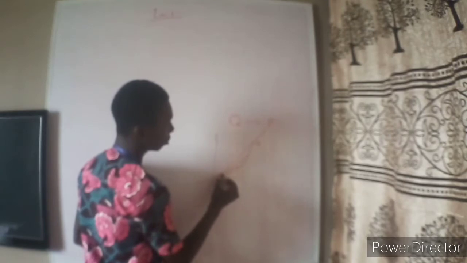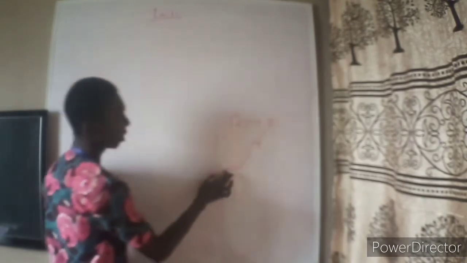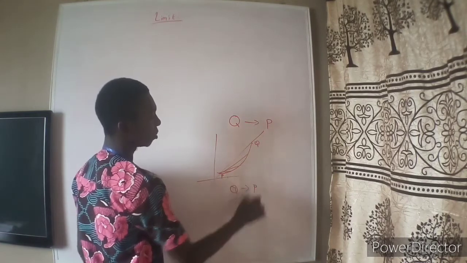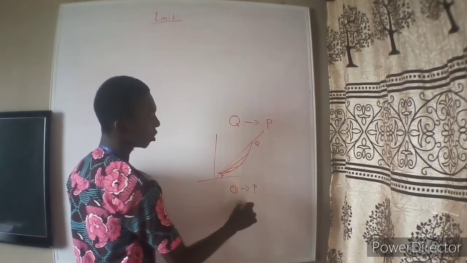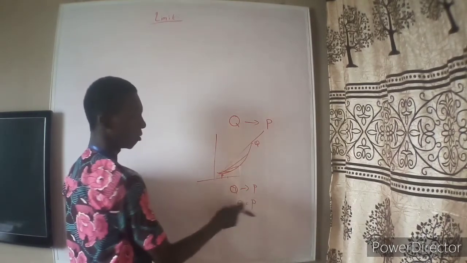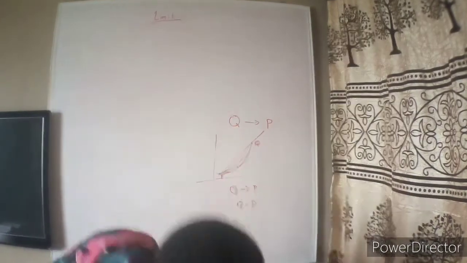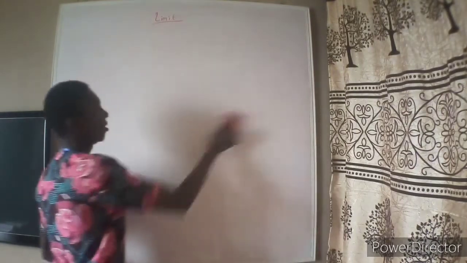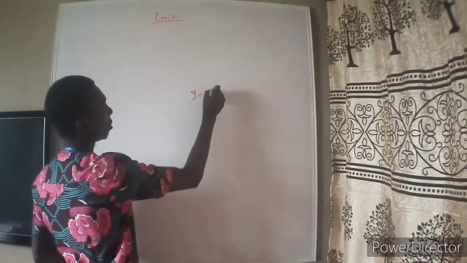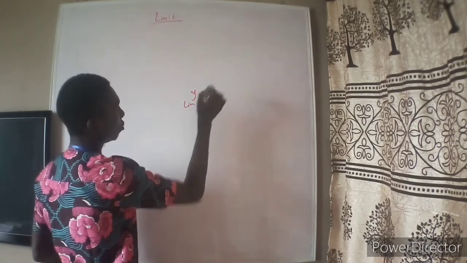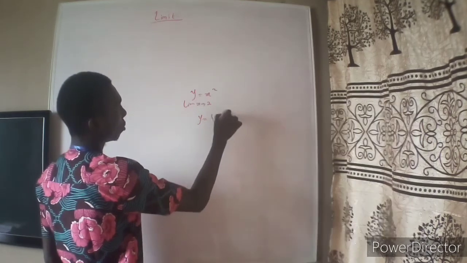To Q0, to Q1, to Q2. What happens? It approaches P. But when I now say, let Q tend towards P, it will never be equal to P. That is, Q tending towards P is very different from Q equals P. And I described this phenomenon using an example: if y is equal to x squared, and say the limit as x tends to 2, I say y is equal to 2 squared, which is equal to 4.